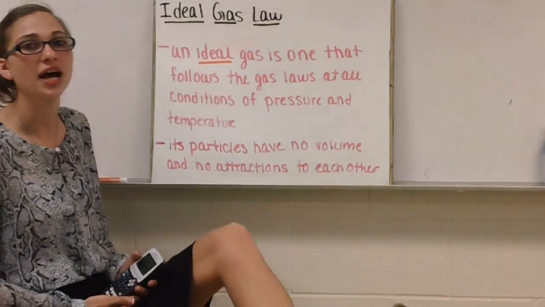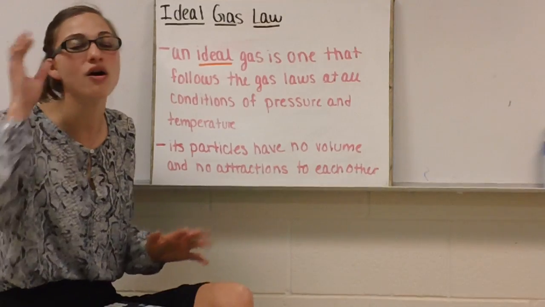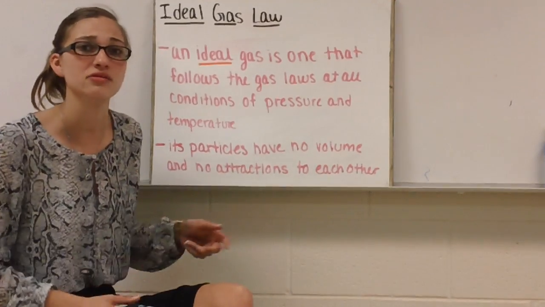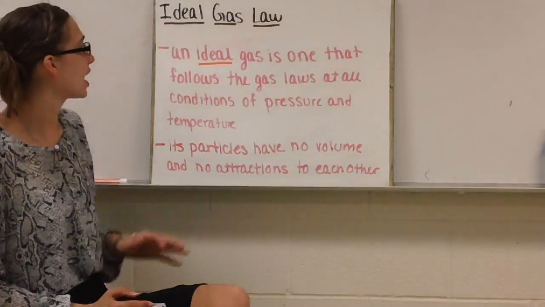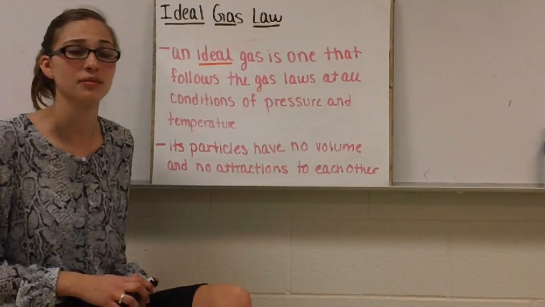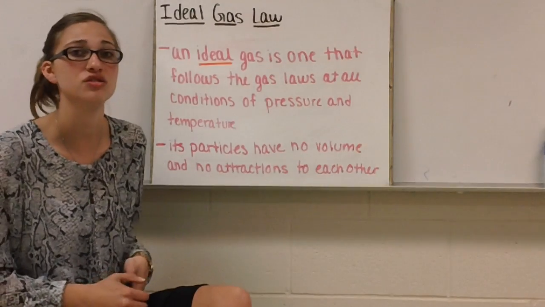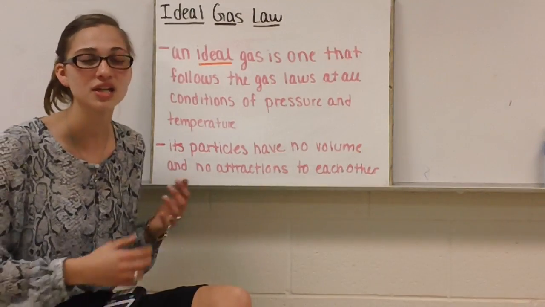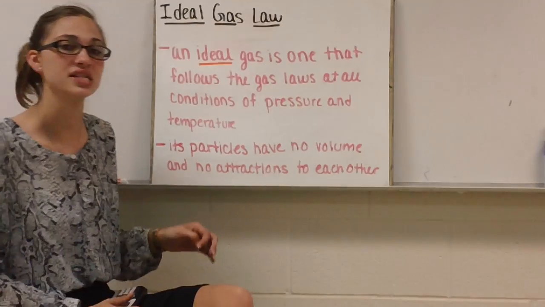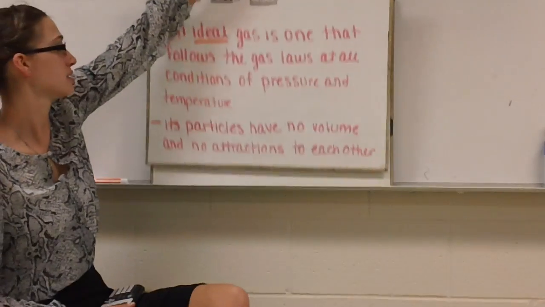Today we're going to talk about ideal gas and the law that goes along with it. So let's figure out what an ideal gas is compared to a real gas. An ideal gas is one that follows the gas laws at all conditions of pressure and temperature. Its particles have no volume and no attractions to each other. As you can guess, this probably is not very realistic. So that's going to be the difference between an ideal gas and a real gas.